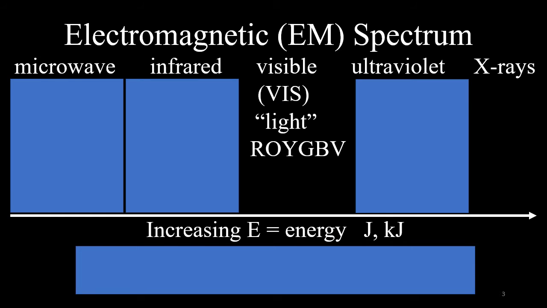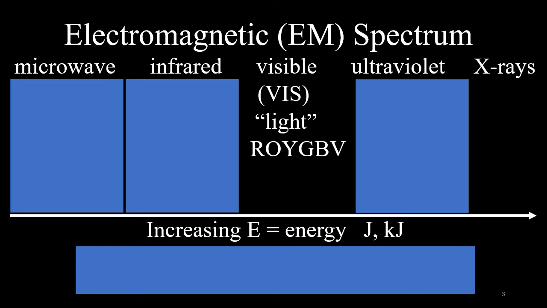So I'll start with visible light. Visible light is abbreviated VIS. And this is what we usually just think of as light. When we say light, this is what we mean, the light we can actually see. So you're probably familiar with the Roy G. Biv: red, orange, yellow, green, blue, violet. They got rid of indigo apparently. And those are listed in order of increasing energy. So red has the least and violet has the most.